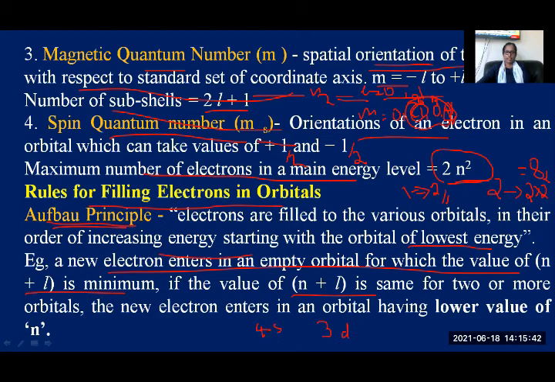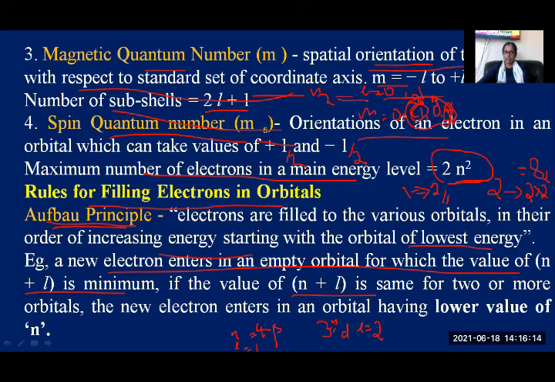Let us look at 4p and 3d. The value of n here is 4, and for p, what is the value of l? The value of l will be 1. In the 3d orbital the value of n is 3 and the value of l will be 2, correct? So what is the value of n plus l? 4 plus 1 is 5, and here 3 plus 2, it is 5.